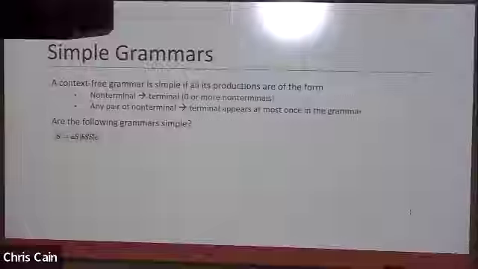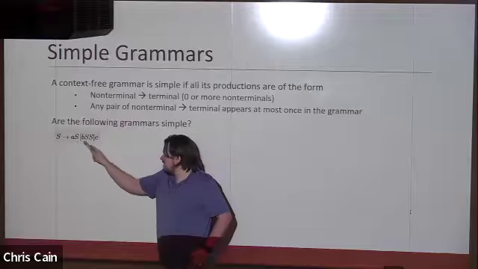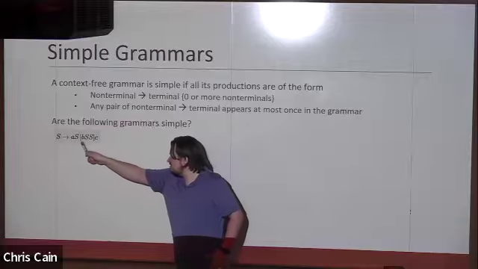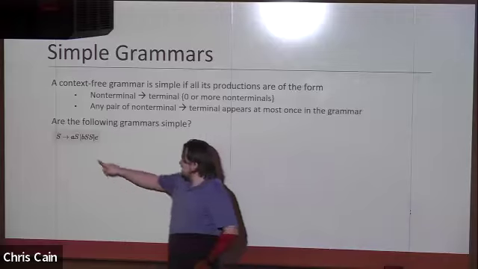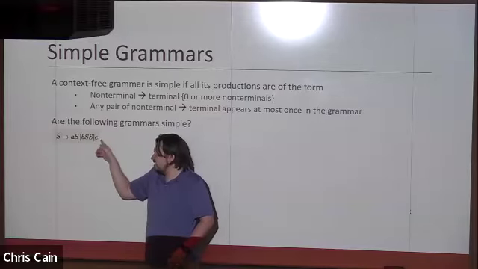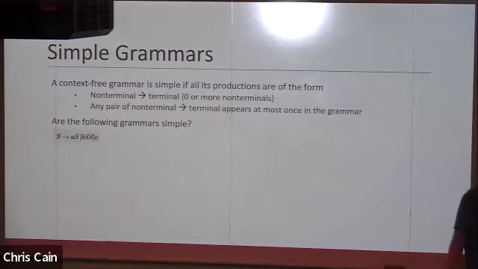Each production must be of the form non-terminal arrow terminal. So we need a terminal at the leftmost position followed by 0 or more non-terminals. Each one of those has 0 non-terminals, 1 non-terminal, and 2 non-terminals on the right-hand side. This production goes S arrow A stuff. This one goes S arrow B stuff. This one goes S arrow C stuff. So it adheres to both of these rules for those reasons. If we see an A and the current non-terminal is an S, we know exactly which production to apply. So this is a simple grammar.